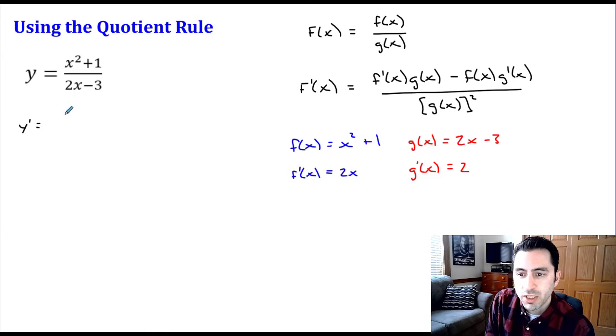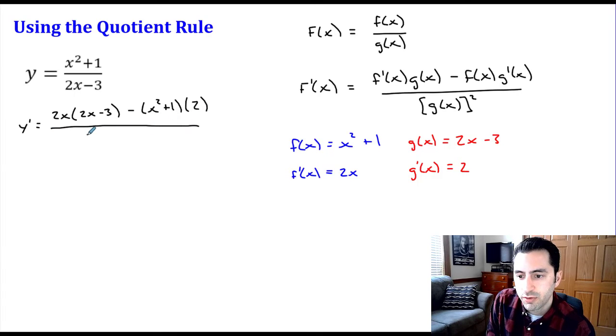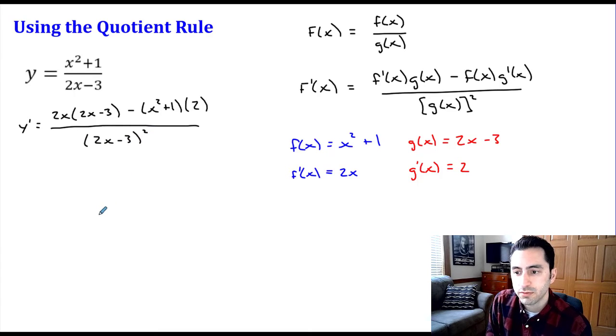So plugging this into our quotient rule, the derivative of the numerator is 2x, and that's being multiplied by the denominator. And then we're going to subtract our numerator multiplied by the derivative of the denominator, which we found to be 2. And then this is going to be all over our denominator, which was 2x minus 3, and that's going to be squared. So we have everything plugged into the quotient rule.